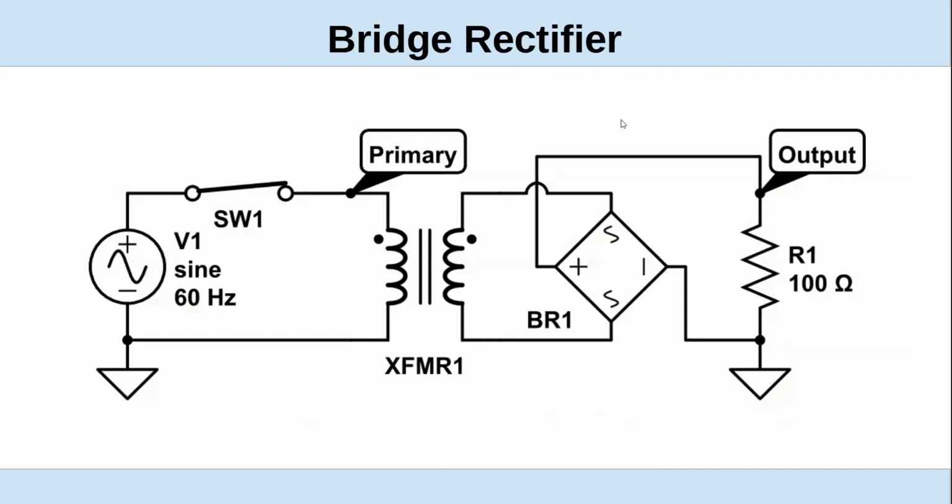Then we can go to a bridge rectifier because you can save money by not having to have a center tap transformer, which had to be twice the voltage. In this case, it's the same transformer we used in the first example with a half wave. And in this bridge rectifier, there's 4 diodes in a bridge formation.